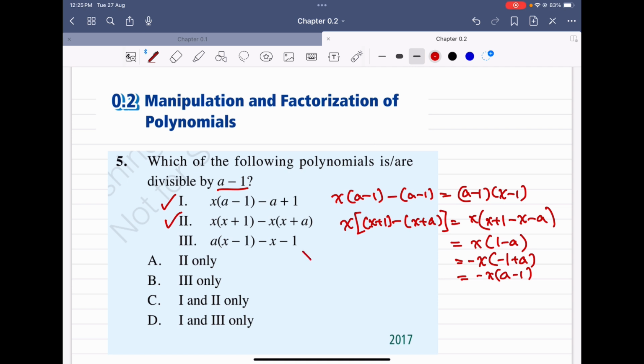The third one, so a(x minus 1), and then you try to put a minus sign and then x plus 1, you cannot factorize. So this one is not, so it's C.